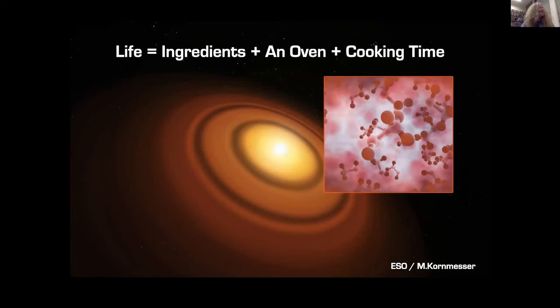The first billion years, even more, of the Earth is not a particularly wonderful place for life to develop. It's still forming, you're still getting pummeled, you haven't developed an atmosphere properly yet. So it's not a fantastic place for those nascent very beginnings of life to take hold. But that aside, we'll take the cooking time out of it and just look at the ingredients and the oven very quickly.